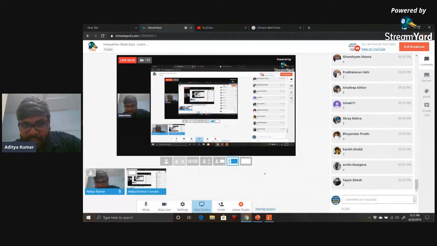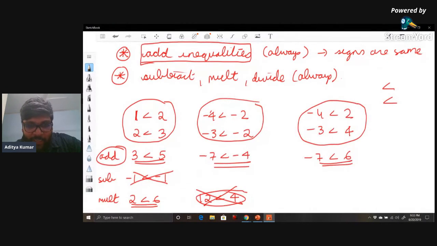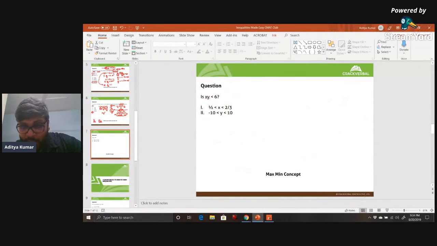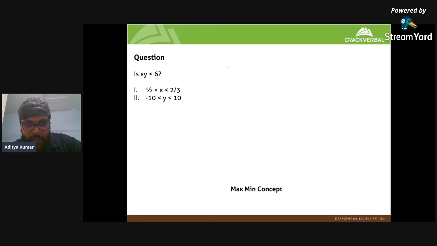It's a straightforward E, right? For those who got C, I'm assuming you're only considering numbers to be integers. That's one common trap that most of y'all would have to try to avoid. Don't fall for the trap of assuming that all numbers are integers here. So the question is straightforward: is xy less than 6?